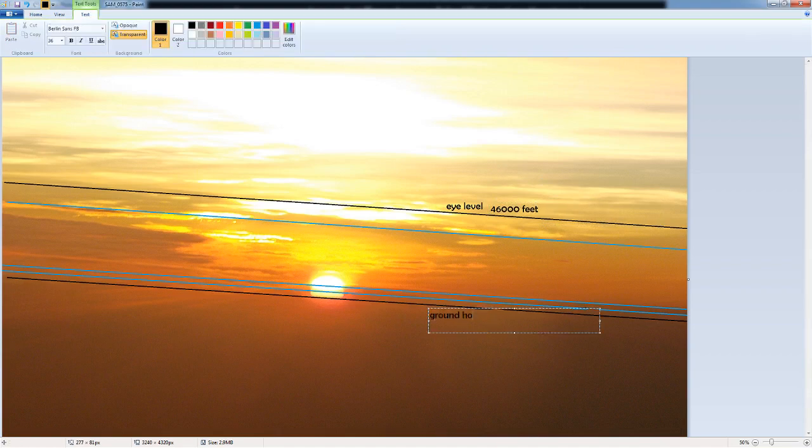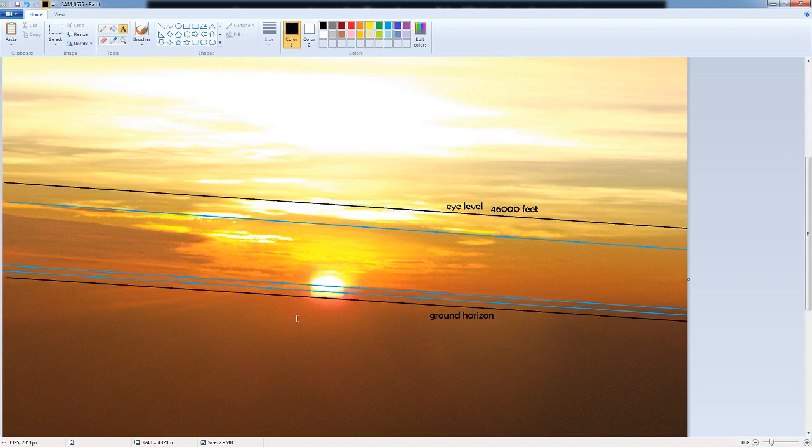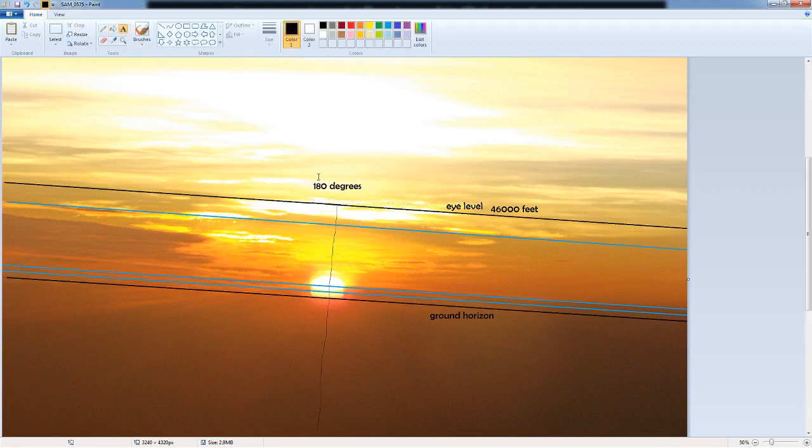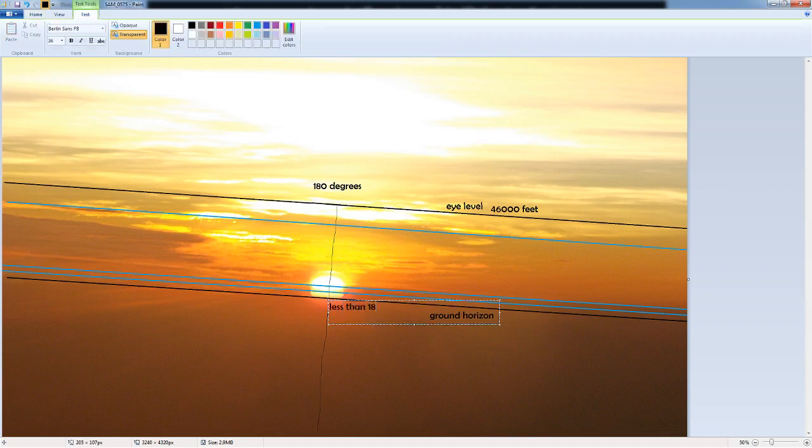Down here is the ground horizon. So that means that if I look at this horizon and I look directly down, down, down, until I'm looking directly down, and I keep turning my head until I'm looking at the horizon on the opposite side, basically directly behind me, that should be 180 degrees. This should be 180 degrees from this point down below, all the way until directly behind me from this point of view. But down here, this will be less than 180 degrees.